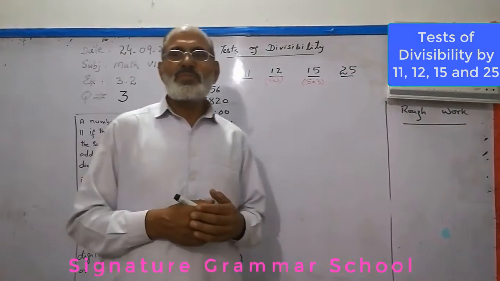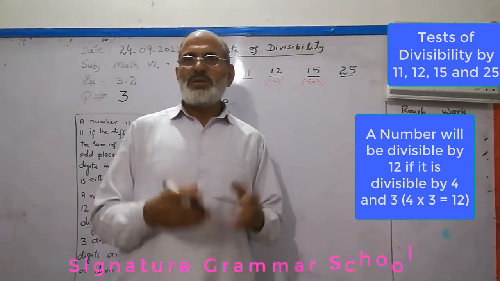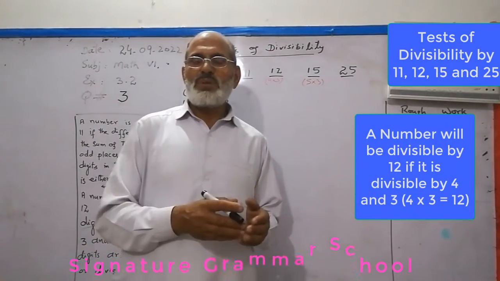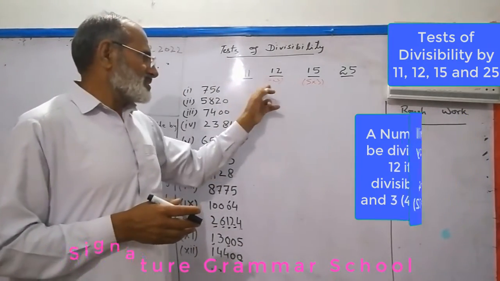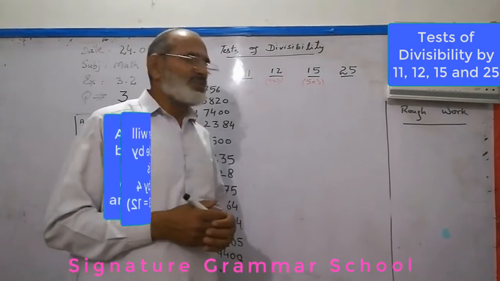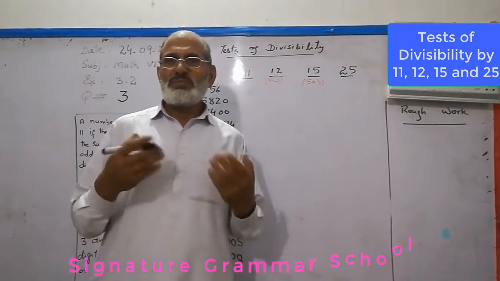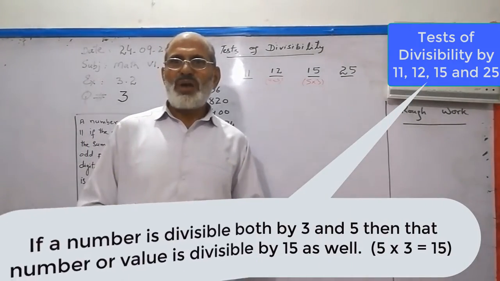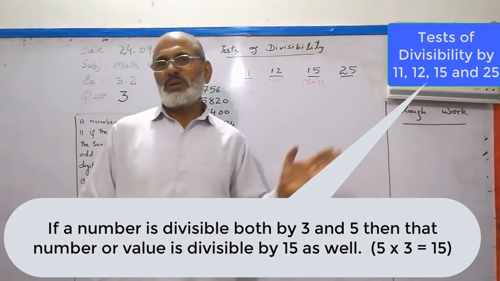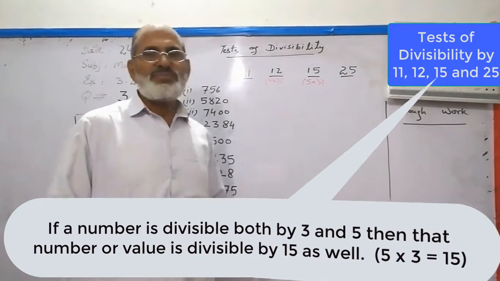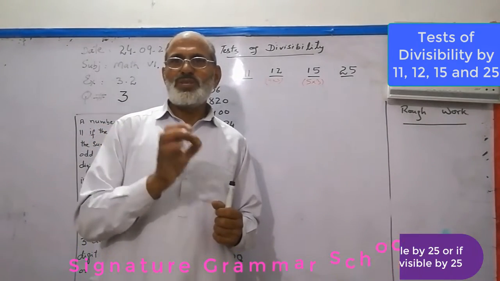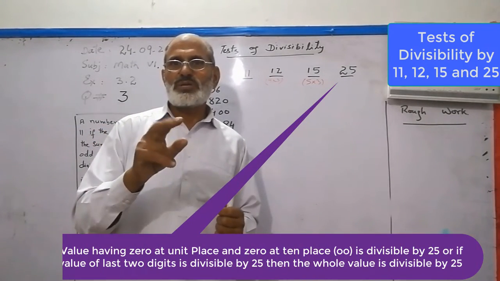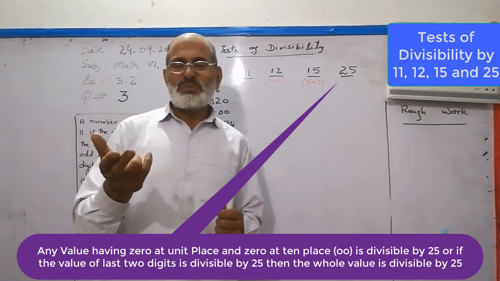For 12, any value divisible by 3 and divisible by 4 is also divisible by 12, because 4 threes are 12. For 15, any value divisible by 3 and divisible by 5 is again divisible by 15. For 25, any value having 0 at the unit place and 0 at the ten place, meaning two 0s at the last, is divisible by 25.